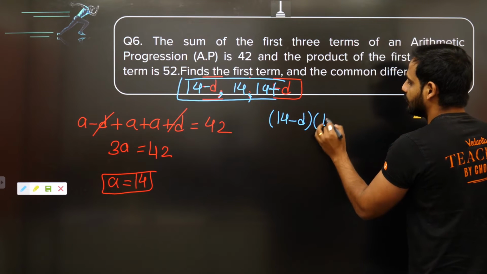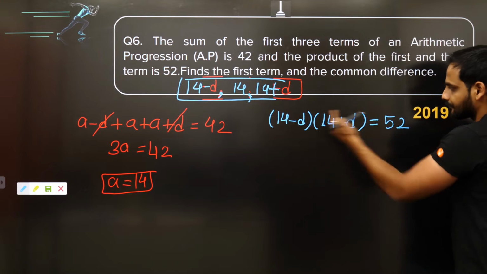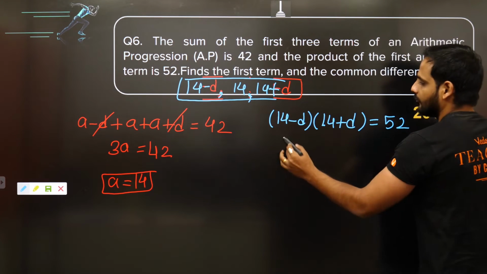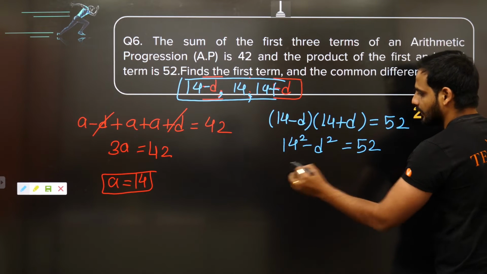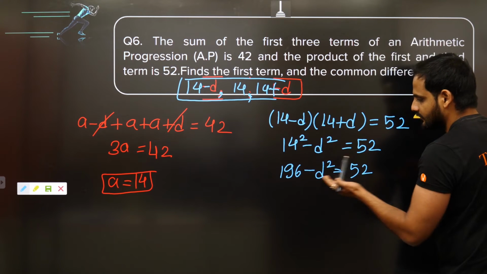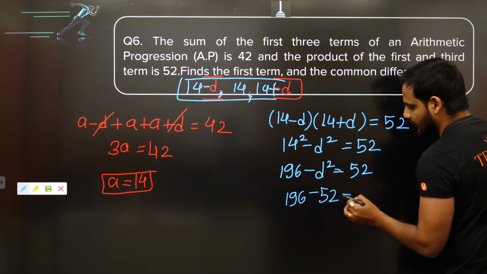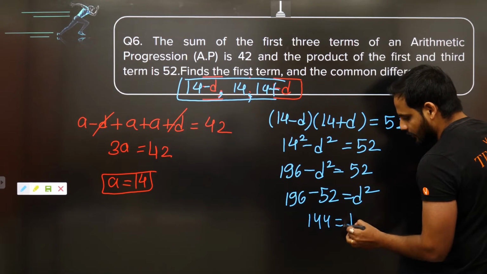14 minus d into 14 plus d is equal to 52, they have given us. A minus b into a plus b is what? A square minus b square. So 14 square minus d square is equal to 52. So 196 minus d square is equal to 52. Shift d square here, 52 there. So 196 minus 52 is equal to d square. So 144 is equal to d square.